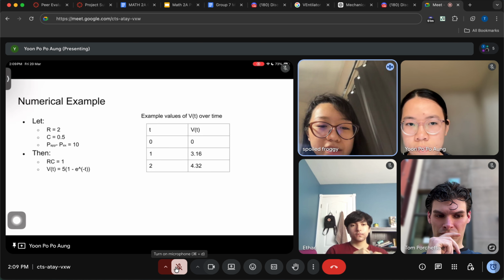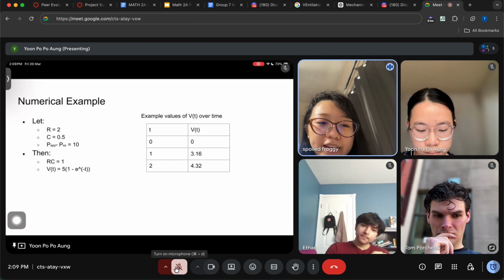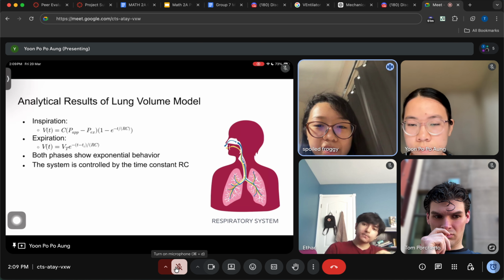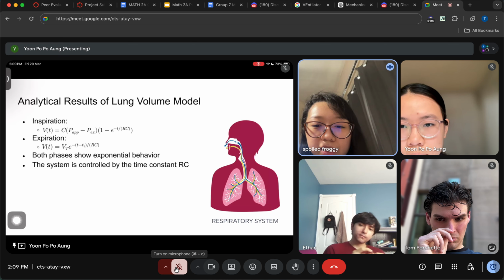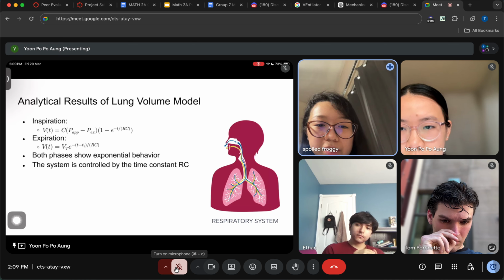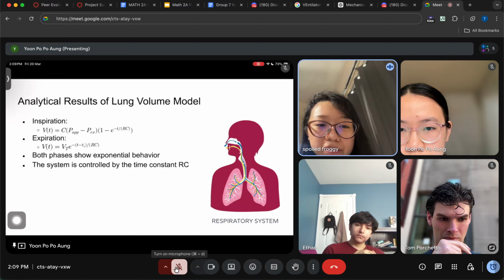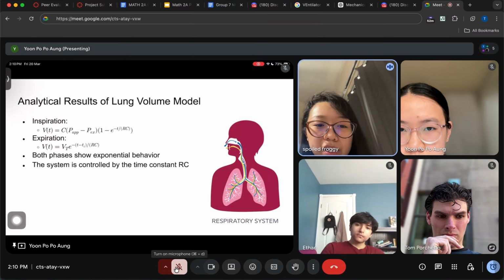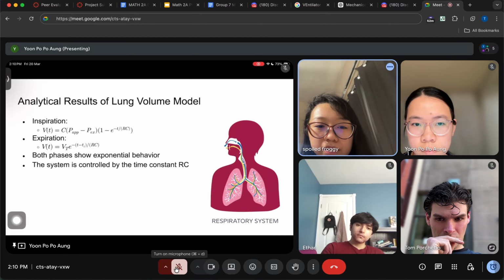Can you go back to the previous slide? The graph here basically shows the respiratory system: air flows into the lung and causes expansion, which is what our equation is modeling right now.